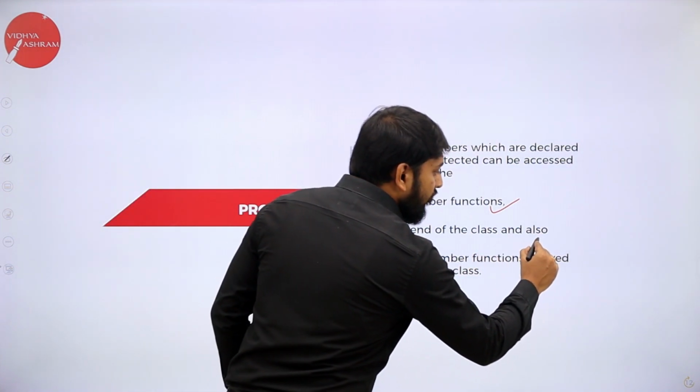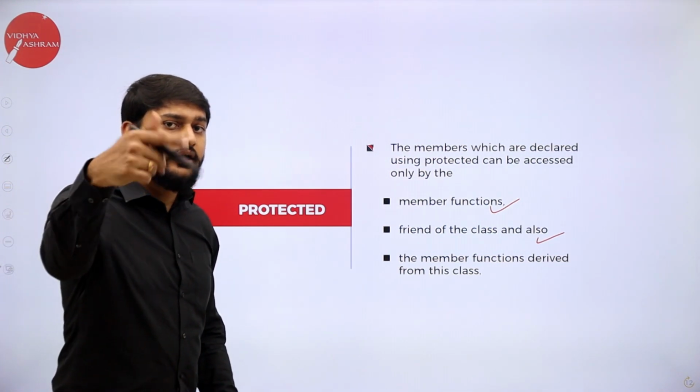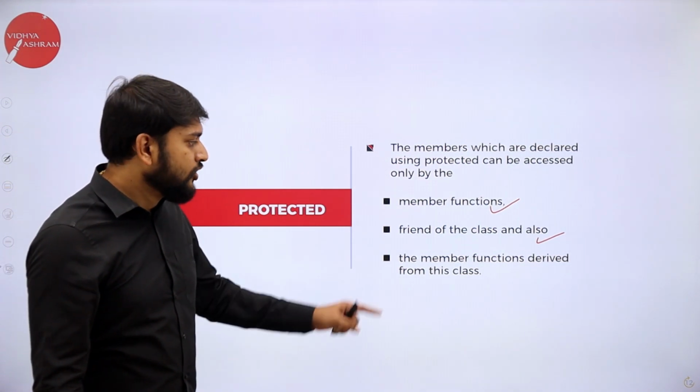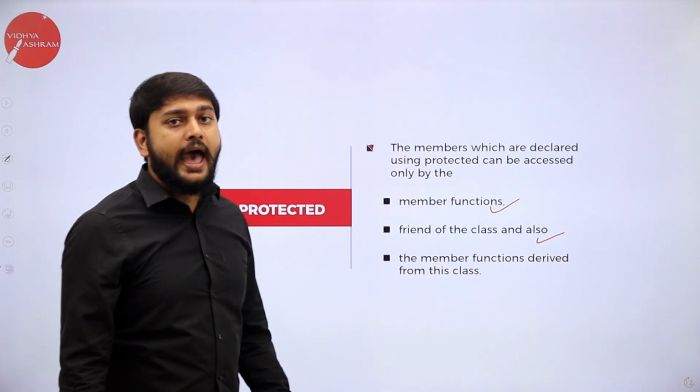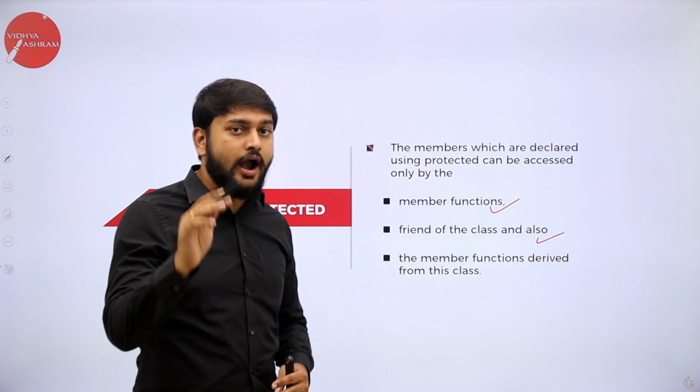The second one is friend function of that particular class. So what is friend function? It's going to be discussed in the next chapter. So friend function can also access the data member and member function which is declared under protected.